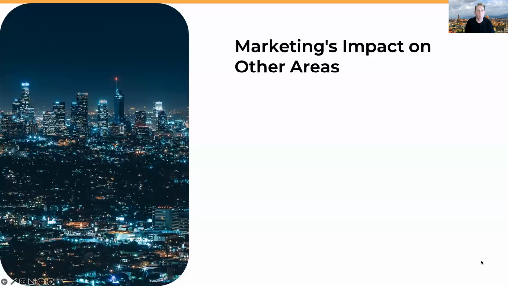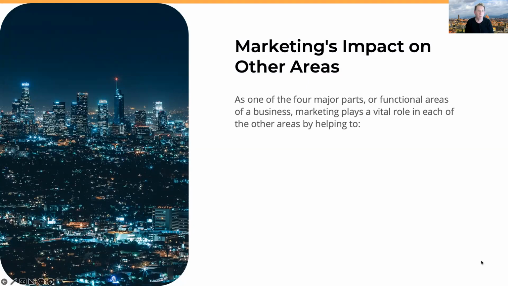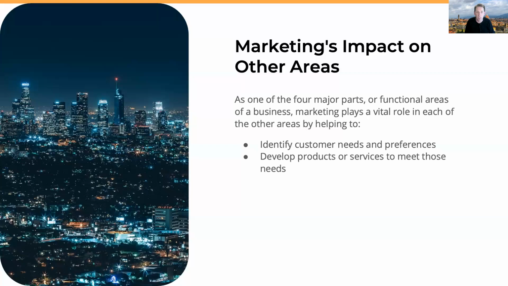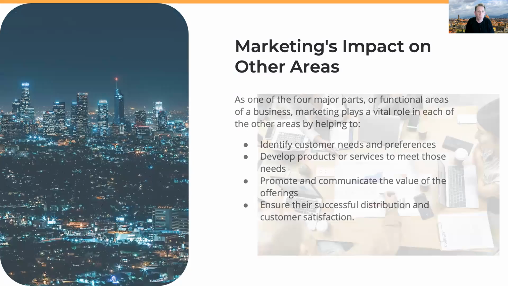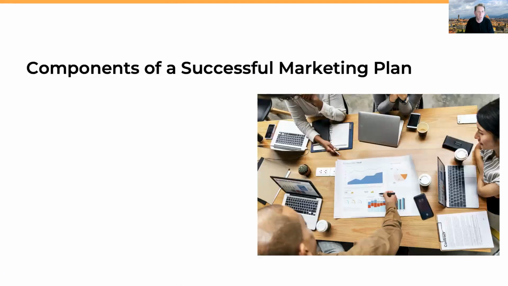So, marketing has an impact on other areas. As one of the four major parts or functional areas of a business, marketing plays a vital role in each of the other areas because it helps to identify customer needs and preferences, develop products and services to meet those needs, promote and communicate the value of the offerings, and ensure the successful distribution and customer satisfaction. So what are the components of a successful marketing plan?